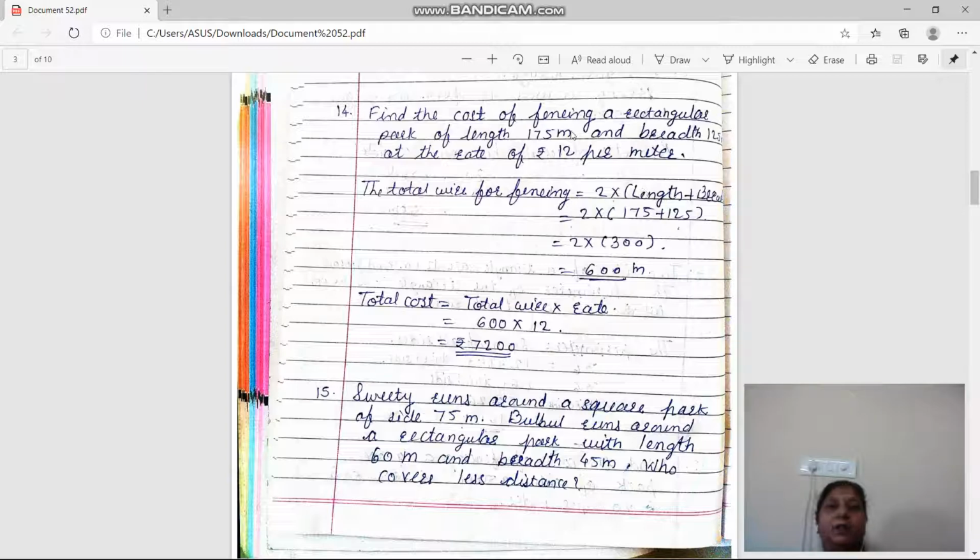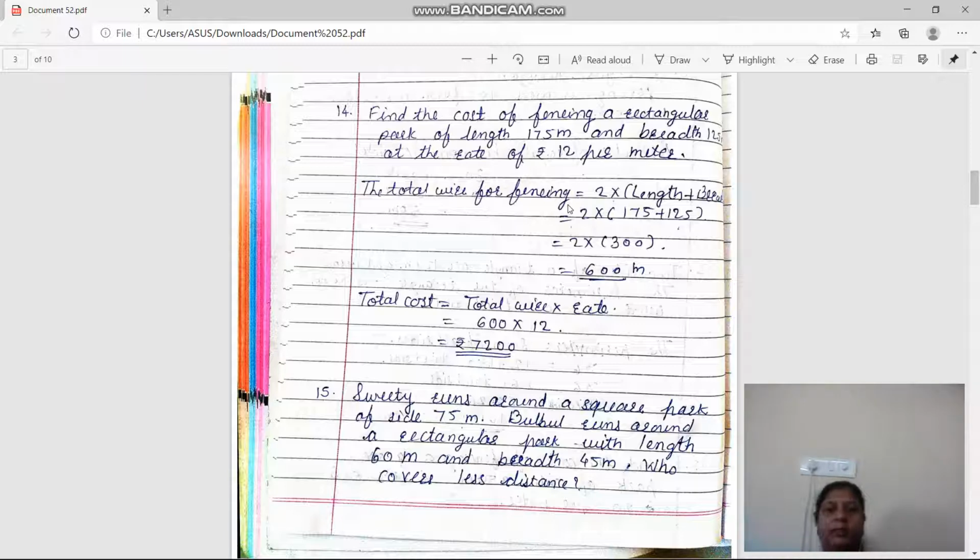Find the cost of fencing a rectangular park of length 175 meter and breadth 125 meter at the rate of 12 rupees per meter. Now the total wire of fencing is equal to the same as the previous example; there it was a square park, now it is a rectangular park.